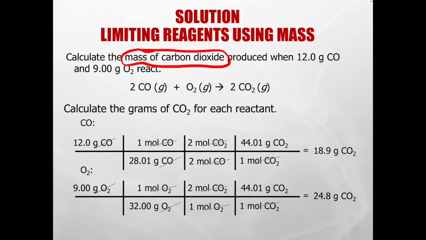All right, so now we're going to look at these two numbers. Remember, this first calculation was assuming carbon monoxide was limiting, and the second one was assuming oxygen was limiting. Since our top one produced a smaller amount of carbon dioxide, that's the actual mass of carbon dioxide that will be formed. That is our answer to this problem, not this one. We can't make 24.8 grams of carbon dioxide because we will run out of carbon monoxide. That means that our carbon monoxide is our limiting reagent and our oxygen is our excess reagent. Okay?